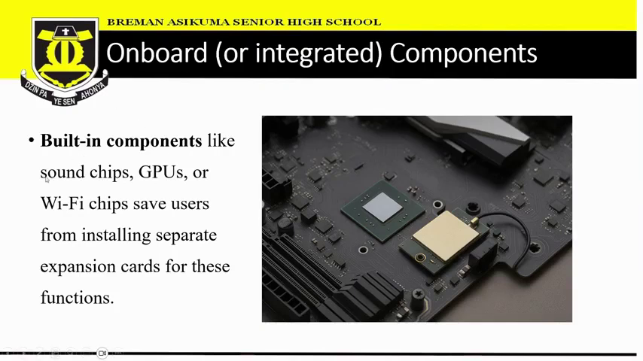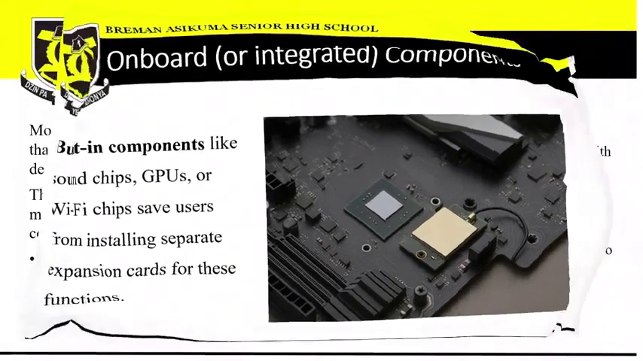So these are some of the things that are already on the board, so you don't need to go for external ones. We have the sound chip, the GPU, and the Wi-Fi chips, which will save you from buying or installing separate expansion cards for these functions.